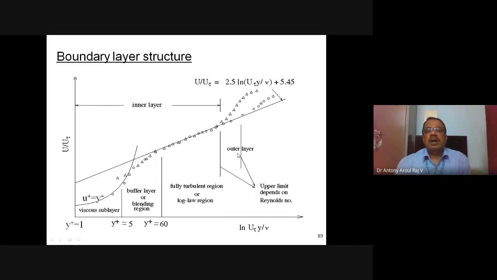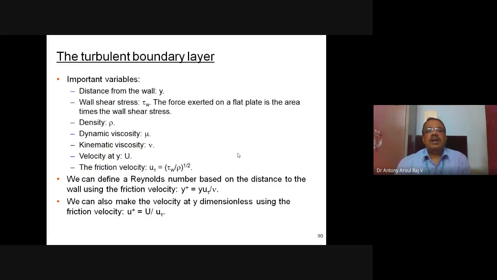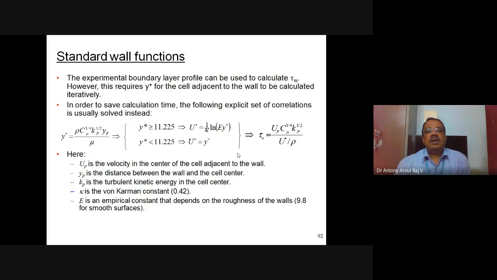Whenever you are giving boundary conditions near the wall, it is very important that they are given very correctly. Otherwise, what will happen? The turbulent boundary information will not go into the domain properly. Mostly, we will be having wrong solutions because of not giving this solution properly into the domain.